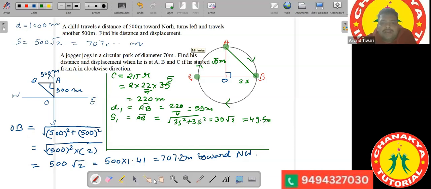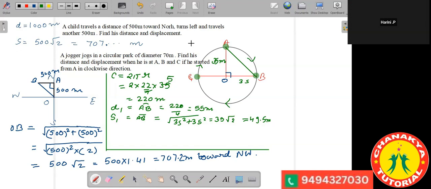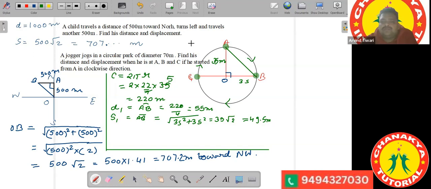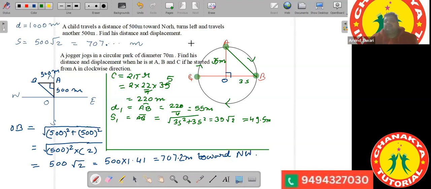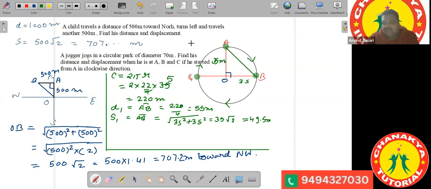Harini says, "Sir, I got it as 45 root 2 when I did everything." Another student says 35 root 2, but Harini insists on 45 root 2. "So how did you get 45?" It is 35 only. I think most of you did not get the question.